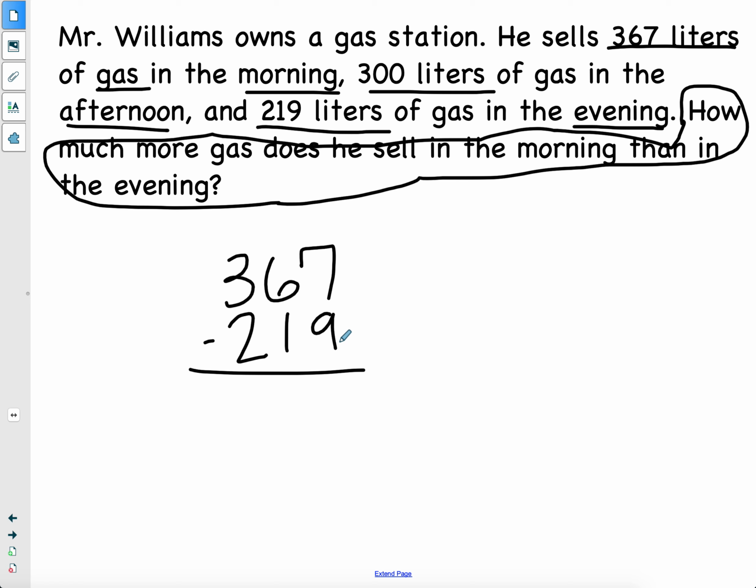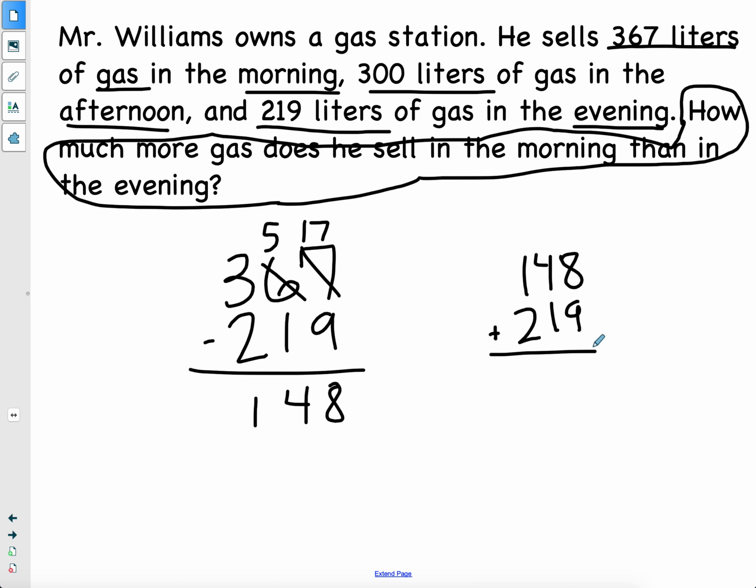So 7 minus 9 I cannot do, so I had to regroup. So I now have 5 tens and 17 ones. 17 minus 9 is 8. 5 minus 1 is 4. And 3 minus 2 is 1. So before I say my answer is 148 more liters, I want to double check this. So 148 plus the 219 should give me 367, but we'll see.